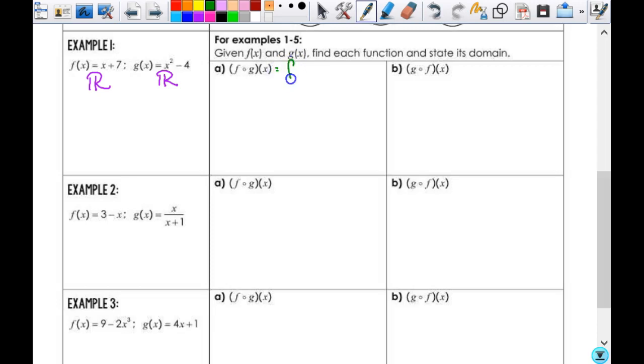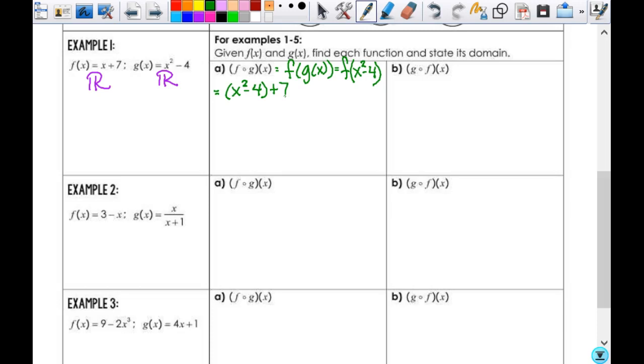So this means f of g of x. So this is f of, well, g of x is x squared minus 4. So I need to find f of x squared minus 4. You with me? So I take x squared minus 4, and everywhere I see an x over here, I substitute it in. So that's equal to x squared minus 4 plus 7. Everybody okay with where everything came from? Ask me a question if you're not sure what happened. You got to speak up. Okay.